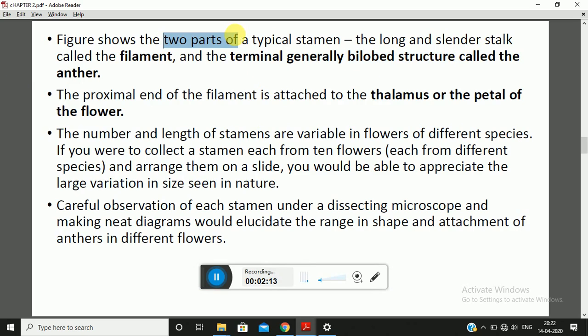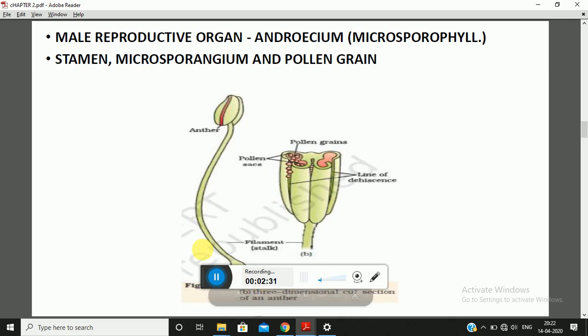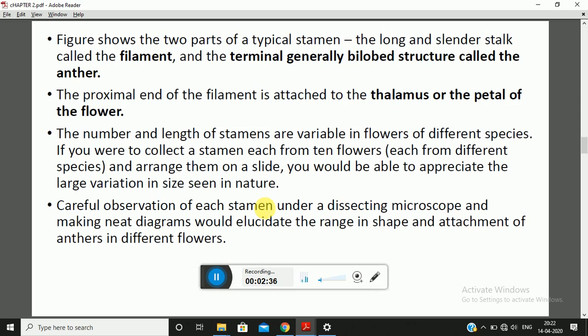So there are two parts of stamen, a long slender stalk-like structure known as filament, and an anther which is a bilobed structure. Now the proximal end of the filament is attached to the thalamus or the petal of the flower. Now if you see the structure of anther, this part of the diagram is considered to be the proximal end of the filament. Now this proximal end of the filament is either connected to the thalamus or to the petal of the flower. Now the number and the length of the stamen are different in case of different flowers.